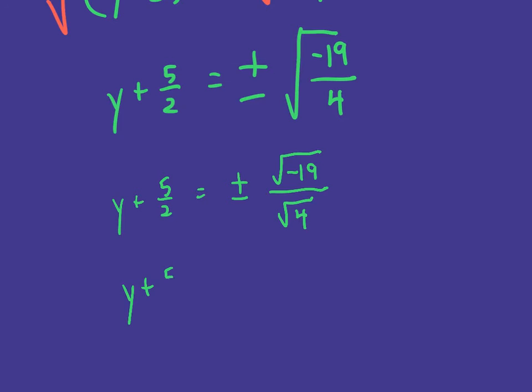So I'm just going to rewrite the left, and then we'll do some simplifying on the right. So 2 on the bottom. Also on top, you'll notice that you've got a negative inside of a square root.